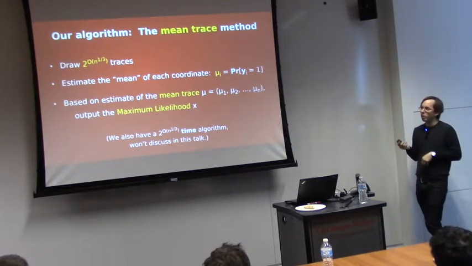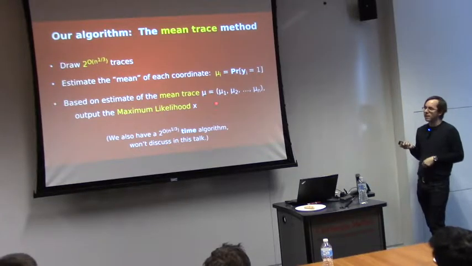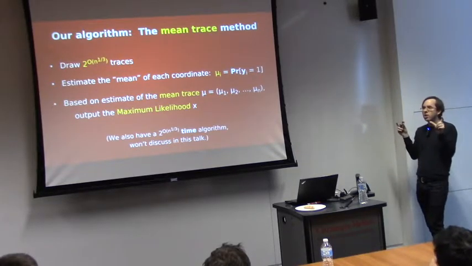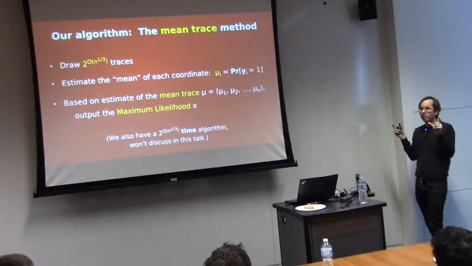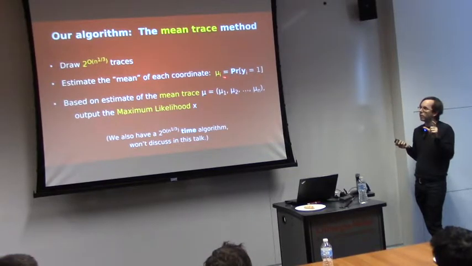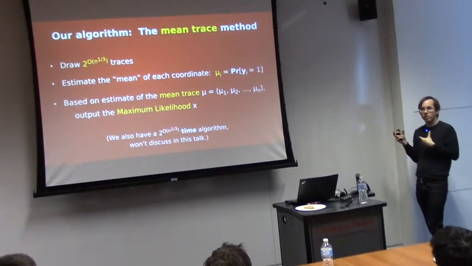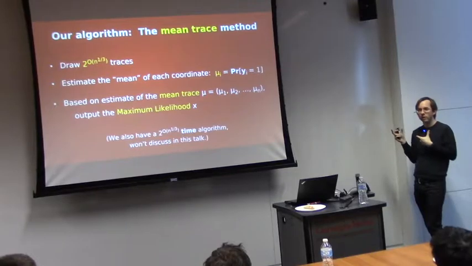In fact, that's a good point, in the sense that what we really show is that for any 2 distinct x's that it could be, once you have this many traces, the mean trace is enough to distinguish between these 2 potential unknown strings.